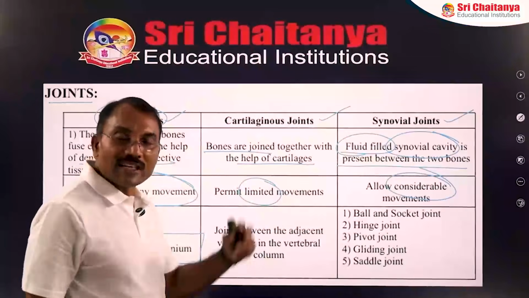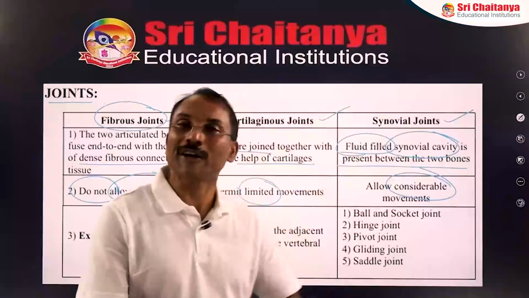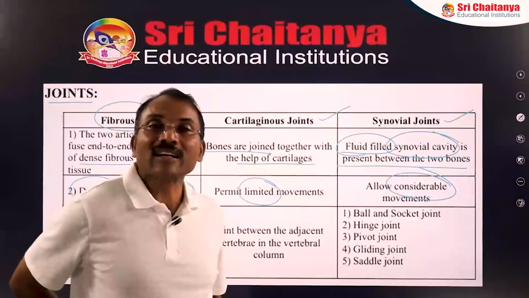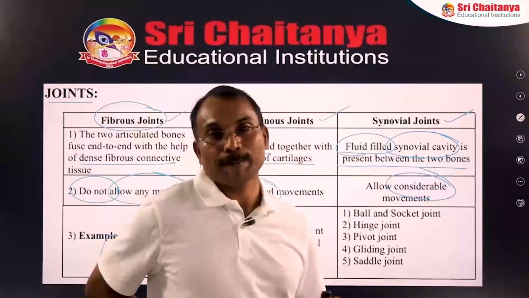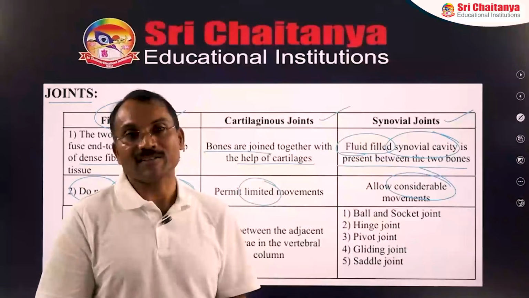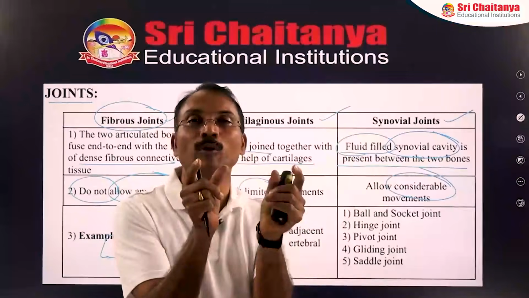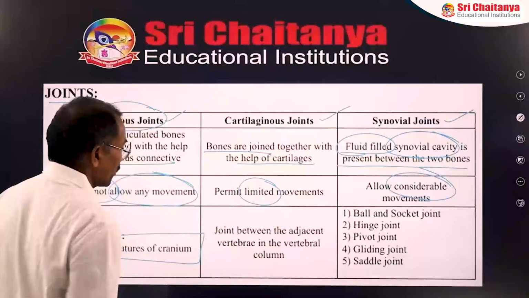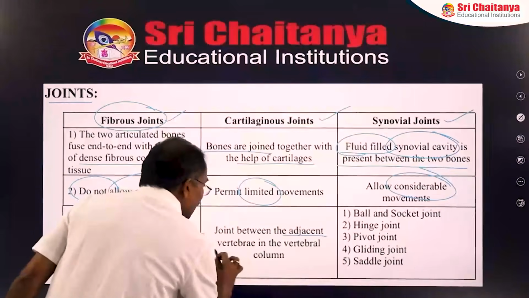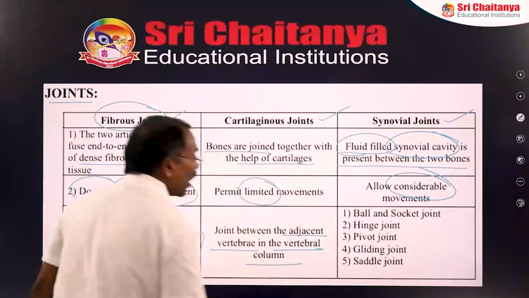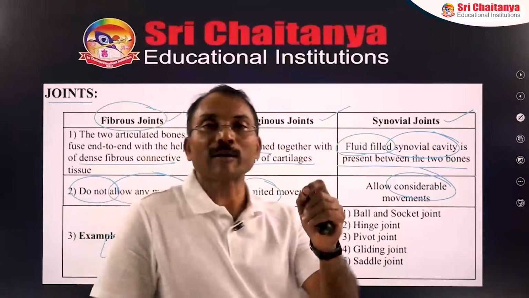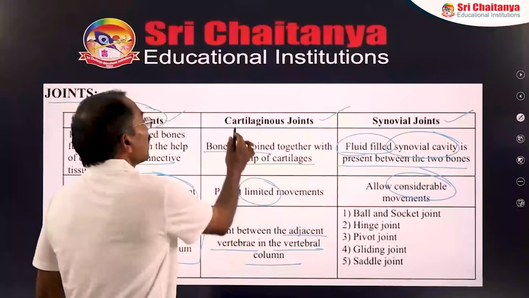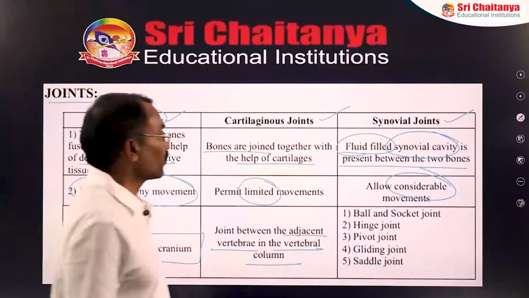Cartilaginous joints. Just now we have discussed cartilaginous joints. Those are the intervertebral disc that lies between the centra of two successive vertebrae, and the pubic symphysis that lies between two coxal bones of the pelvic girdle. These are the examples of cartilaginous joints. So the joint between adjacent vertebrae in the vertebral column is in the form of the intervertebral disc. Pubic symphysis is also an example of cartilaginous joints.